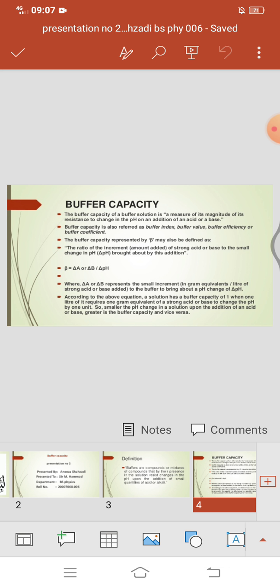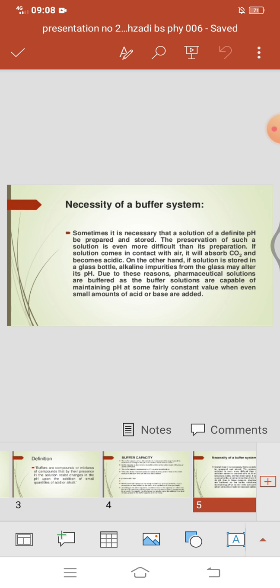Beta is equal to del A or del B over del pH, where del A or del B represent the small increments in gram equivalents per liter of strong acid or base added to the buffer to bring about a pH change of del pH. According to the above equation, a solution has a buffer capacity of 1 when 1 liter of it requires 1 gram equivalent of a strong acid or base to change the pH by 1 unit. So the smaller the pH change in a solution upon the addition of an acid or a base, the greater is the buffer capacity, and vice versa.